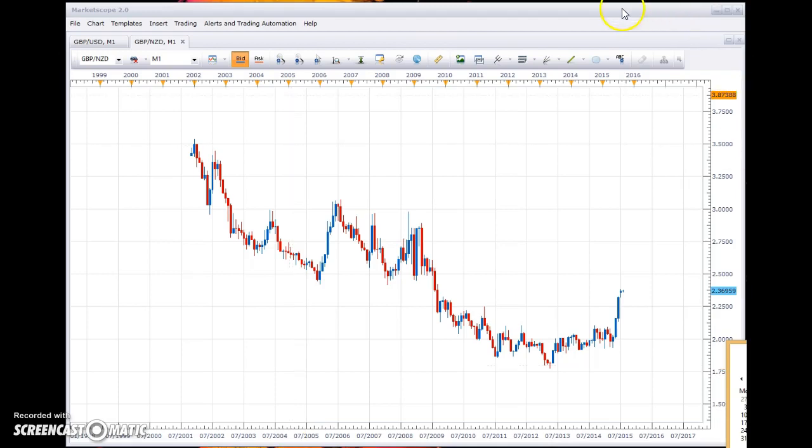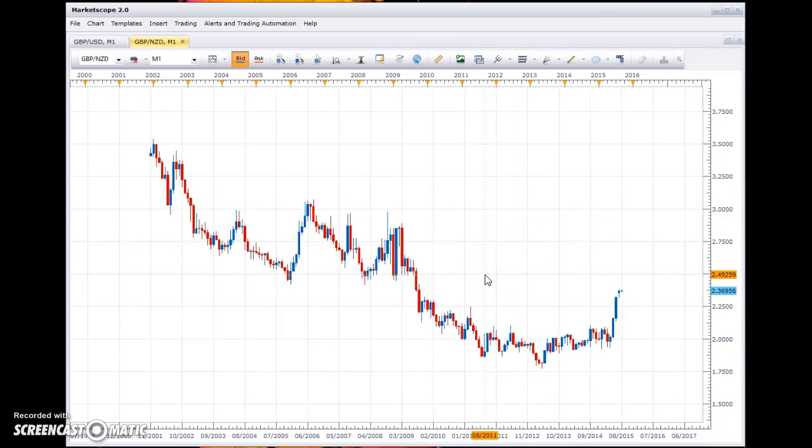Now, I'm going to discuss the particular way in which the cross pairs, or synthetic pairs as they're sometimes called, have a correlation with their respective majors. In this case, we have a synthetic pair, which is the pound USD and the Kiwi USD joined together. So I have a chart here which really talks about a number of things.